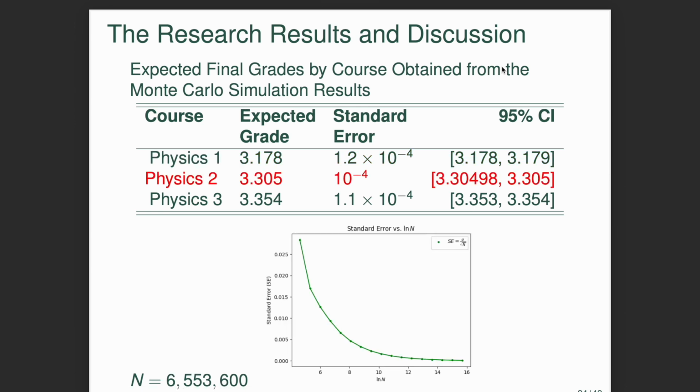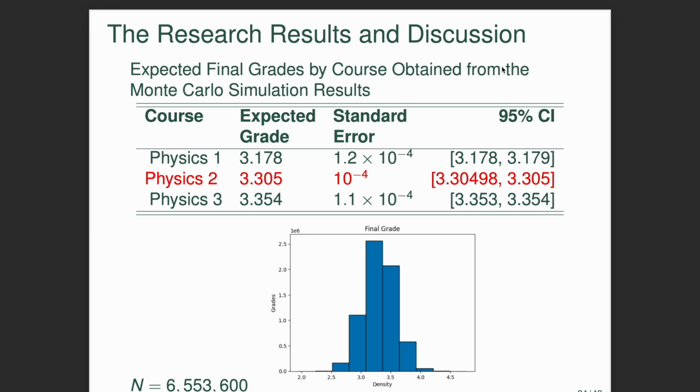In Physics 2, the expected final grade is slightly higher than in Physics 1. Once again, the number of simulations used was approximately 6 million. The resulting histogram aligns closely with the computed mean and exhibits a similarly tight distribution, reinforcing the robustness of the results.